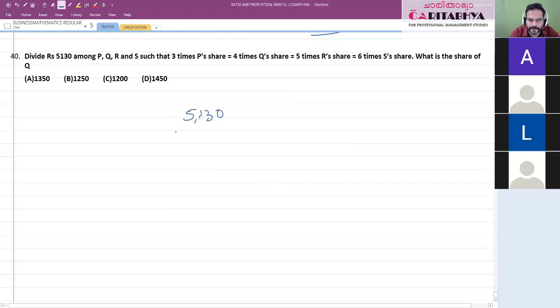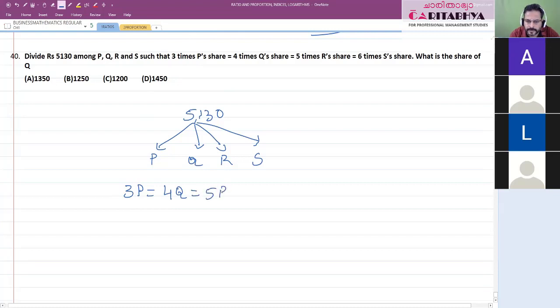So 5,130 ആണ് നമ്മൾ P, Q, R, S എന്നിവർക്ക് ഡിവൈഡ് ചെയ്യുന്നത്. തന്നിരിക്കുന്നത് 3 times P share. നമുക്ക് P-ക്ക് കിട്ടിയത് P, Q-വിന് കിട്ടിയത് Q, R-ന് കിട്ടിയത് R, S-ന് കിട്ടിയത് S എന്ന് എടുക്കാം. Then നമുക്ക് തന്നിരിക്കുന്ന condition 3p is equal to 4q is equal to 5r is equal to 6s.